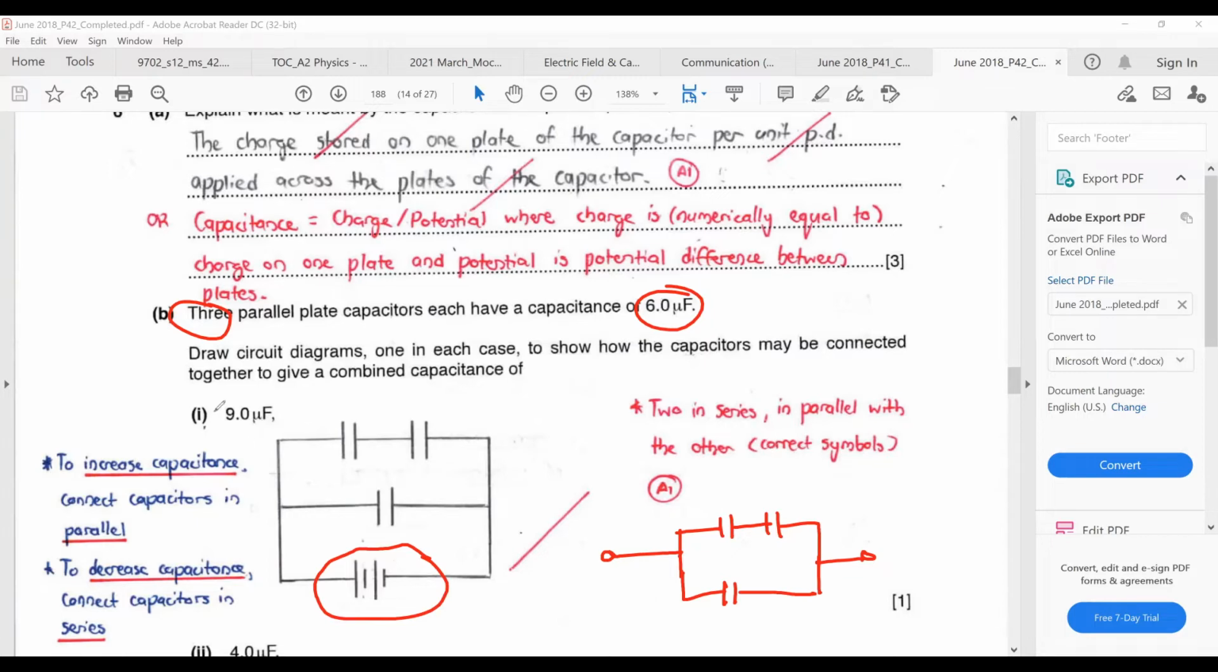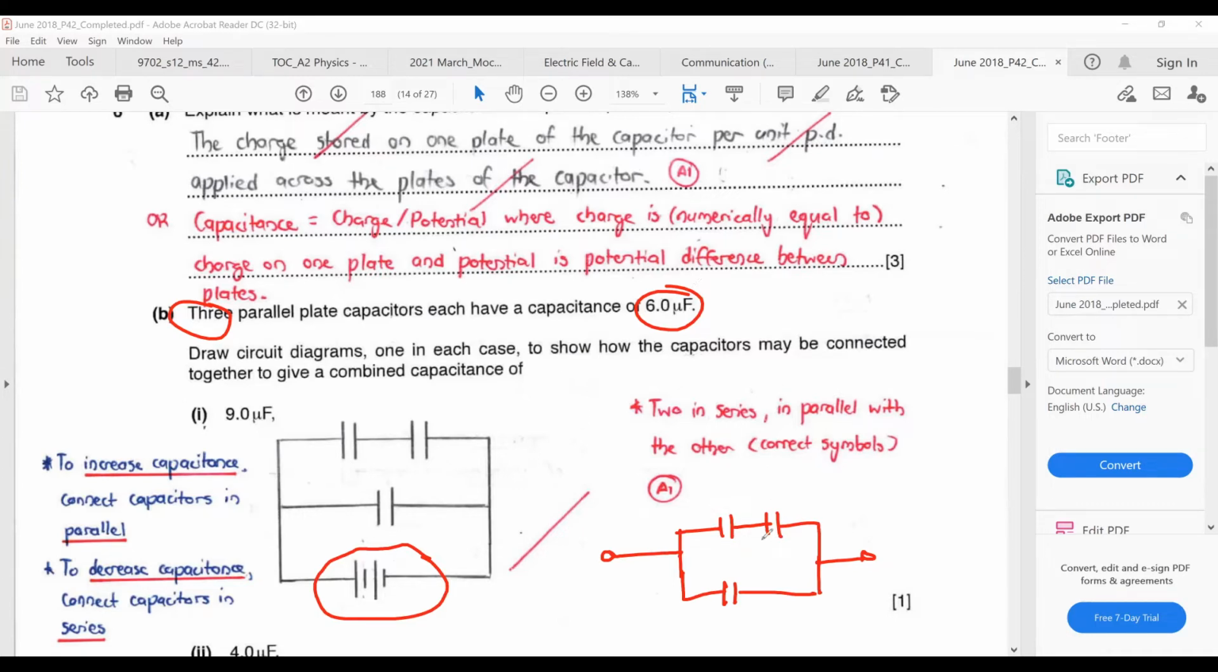In general, there's only 2 things you can do. Either you connect the capacitors in series, or you connect the capacitors in parallel. Okay, even if you draw this or you draw this, the marks will still be the same. They're not really that bothered about how you draw the battery. They're more bothered about how you draw the arrangement of your capacitors.